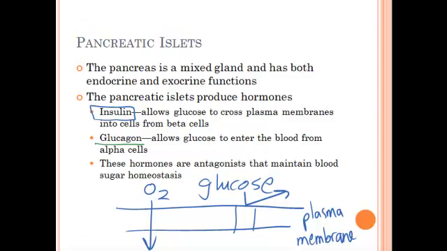So we want to maintain a certain level of glucose in our blood at all times. If it goes too high, that's a problem, and then our body will release insulin and pull it into cells. If it goes too low, then that's also a problem. So the pancreas will release this glucagon, which will cause the glucose to rise again. And there are other hormones in the pancreas that are produced as well, but these are two that we are going to focus on.